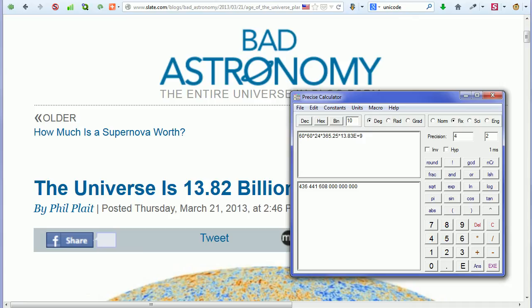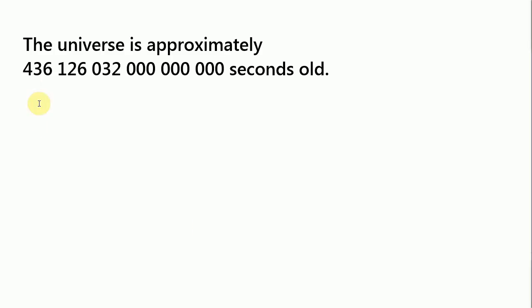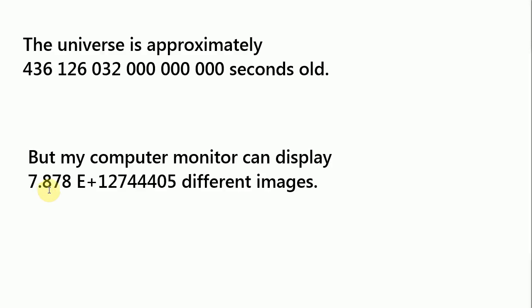And this gives us 436 quadrillion 441 trillion 608 billion seconds. That's approximately how many seconds old the universe is. And it's a much smaller figure than the number of images my monitor can display. So here's the age of the universe, as I just mentioned. And this is the number of images my monitor can display. It is a much huger number.